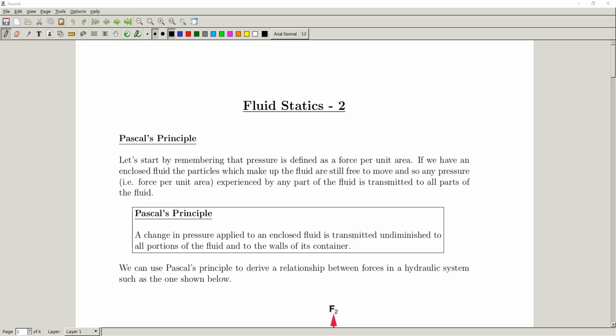Okay, this is going to be our second and final video on fluid statics. I only have two big topics I want to talk about in this video. The first one is Pascal's principle, and the second one is Archimedes' principle. We'll do a few examples, and this will finish up our section on fluid statics.